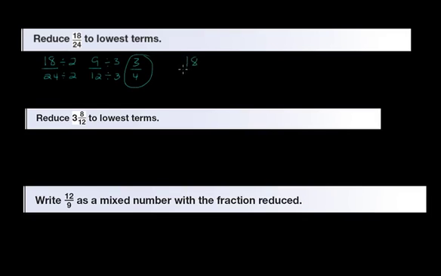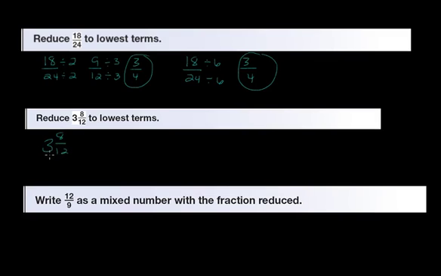Okay, but something like this, most of you could see that 6 goes into both of them. 18 divided by 6 is 3. 24 divided by 6 is 4. And that's reduced, because nothing will go into 3 and 4. It saves a lot of time if you can figure out the greatest common factor.